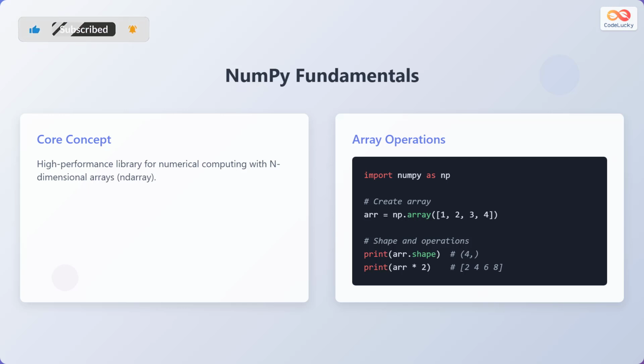NumPy arrays support element-wise operations, meaning you can perform mathematical operations on entire arrays without writing explicit loops. For example, multiplying an array by 2 automatically multiplies every element. This vectorization capability, combined with NumPy's implementation in optimized C code, makes it significantly faster than pure Python for numerical computations. NumPy forms the foundation for other scientific libraries like Pandas, Matplotlib, and scikit-learn.